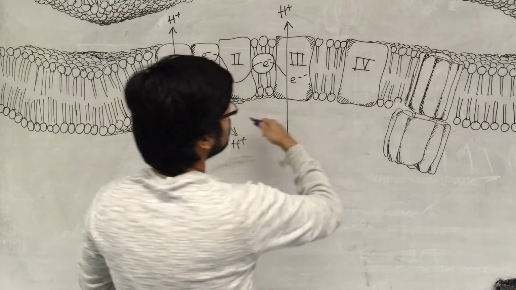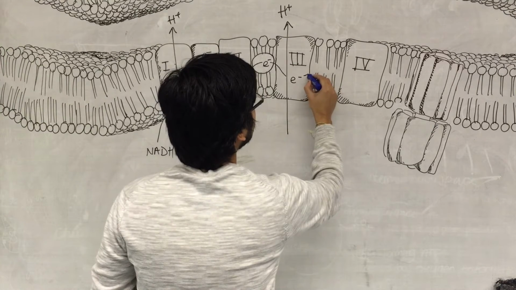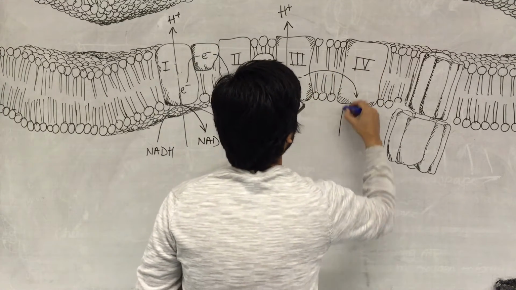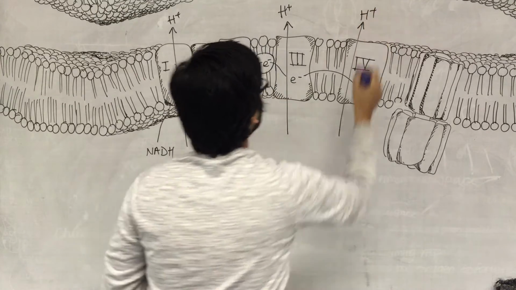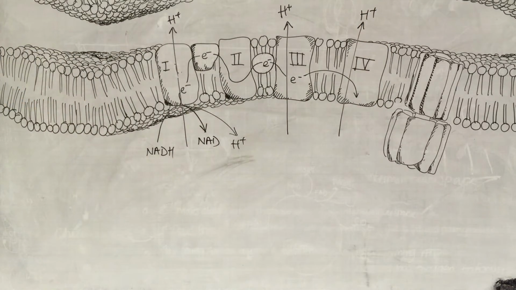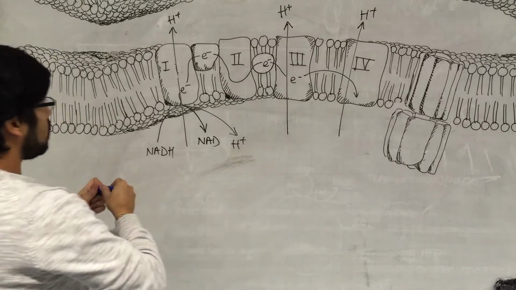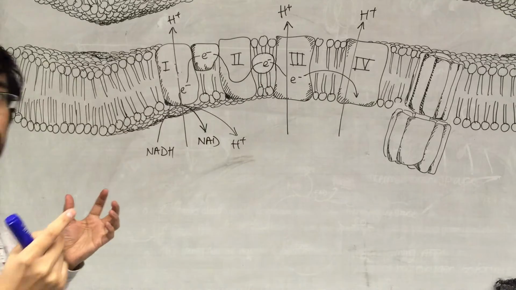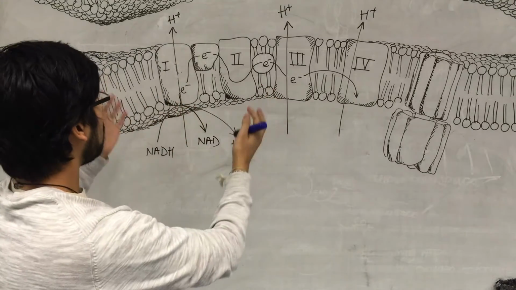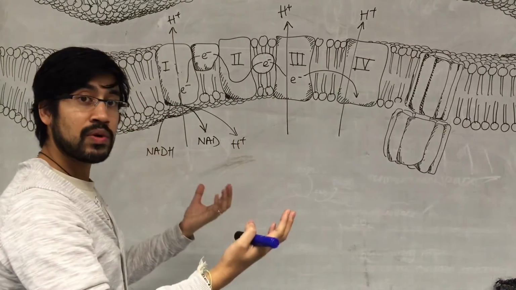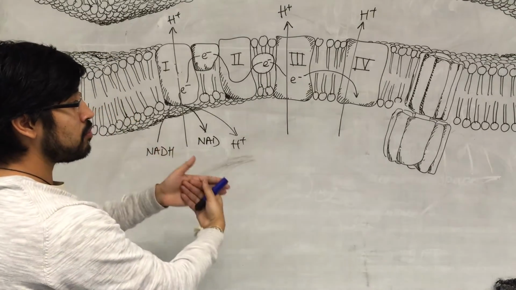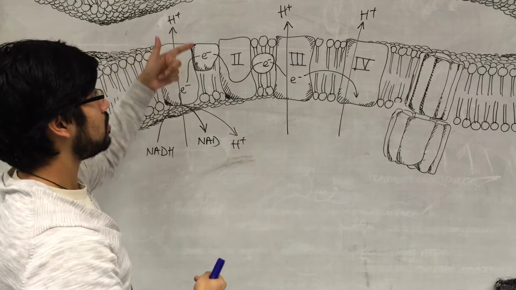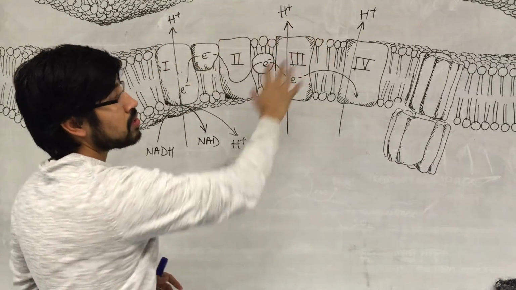Okay? So the electron continues to move through, and the pumping continues. Now, as we have created this proton gradient, if we're following the story of the energy: glucose, pyruvate, acetyl-CoA, reduced NAD, and now the proton gradient.